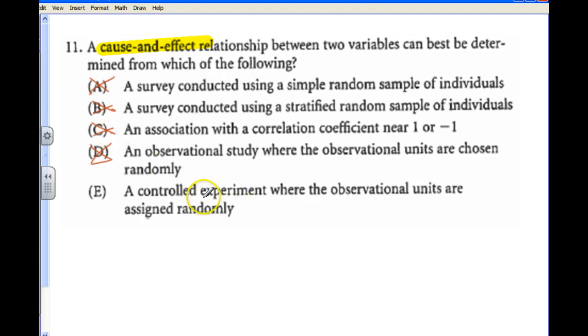Here's the key. It must be an experiment. I think it always has to have a control group. It always has to be controlled for sure, where the observations are assigned randomly. So it must be an experiment to be cause and effect. We have learned that, and that's as much as I expect you to know about cause and effect at this point in time.